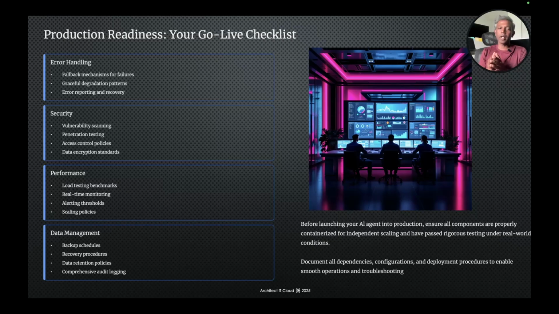First one is error handling. Make sure that the agent has a fallback mechanism for all the failures. It's not stuck in one place. It has to fall back and continue the flow. And also it should not shut down abruptly. It should have the graceful degradation pattern. And when it comes to error reporting and recovery, there has to be an error reporting mechanism for your AI agent architecture so that you can easily identify where the failure occurs.